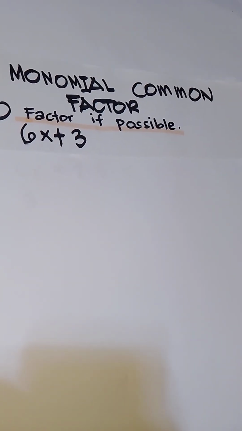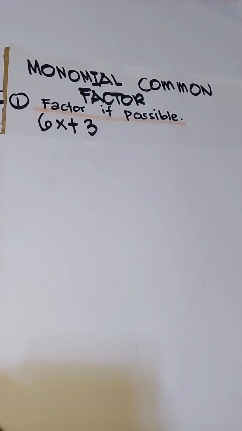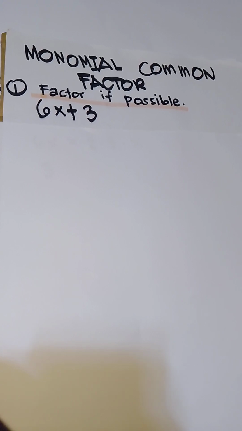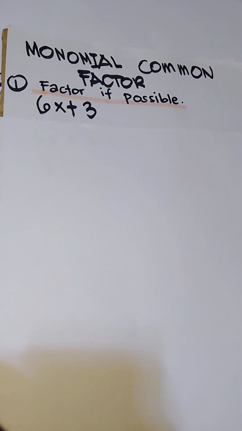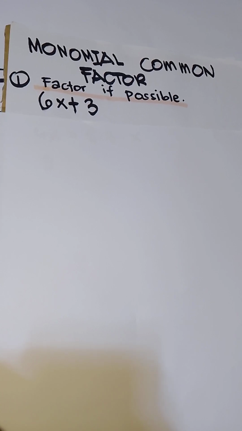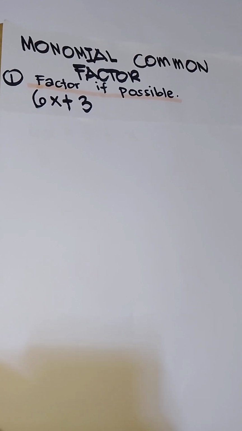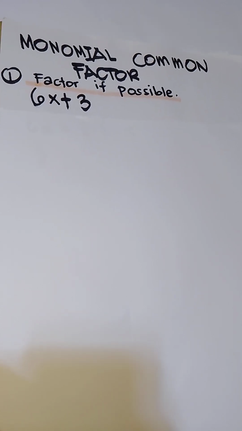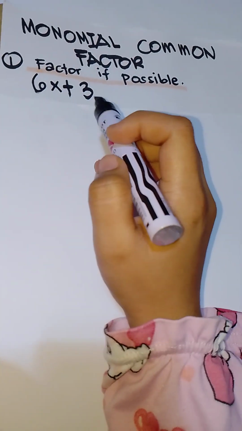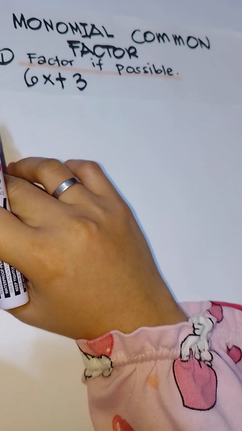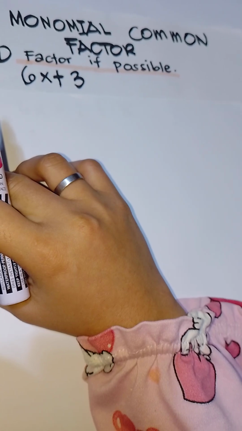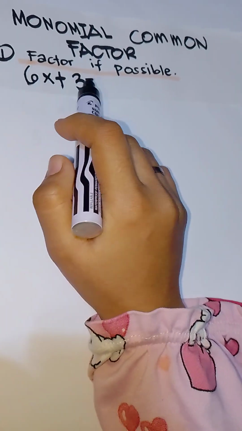Monomial common factor. For this topic, the direction is to factor if possible. First we have an example, 6x plus 3. We're going to factor 6x plus 3. As you can see here, you can divide 6 and 3 by 3, or it is divisible by 3.